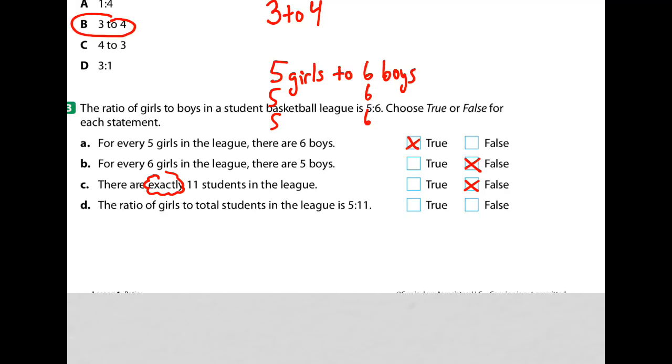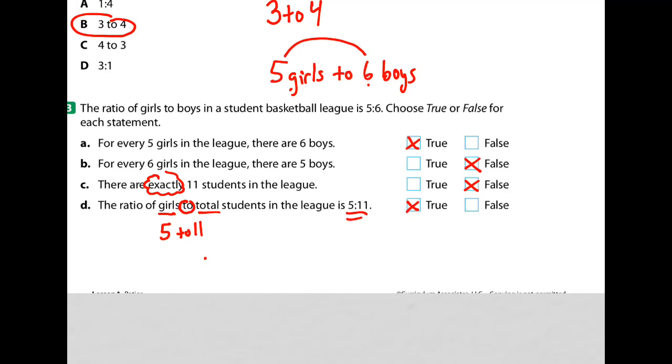Now, D says the ratio of girls to total students in the league is 5 to 11. Well, this one, I guess I'm just going to have to figure out a little bit here. So it says girls to total students. So I know for girls, there are 5. Total students, well, I have to add up the 5 and the 6 to get 11. So 5 to 11, that's exactly what they said. So that one is true.